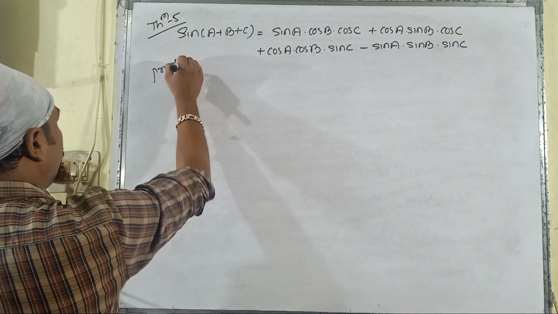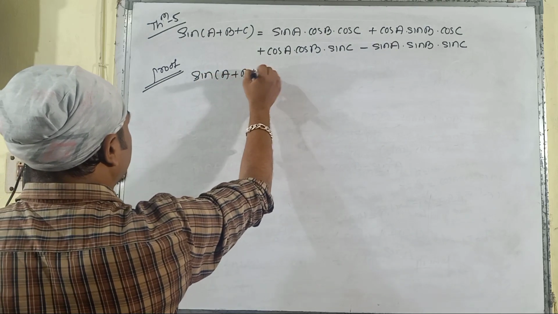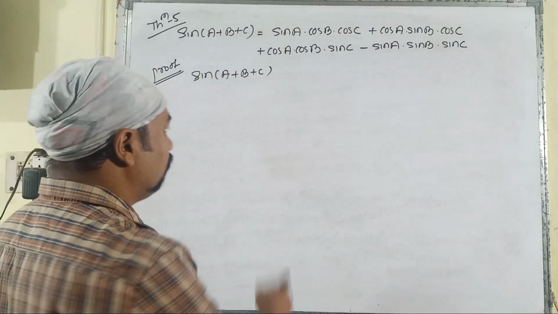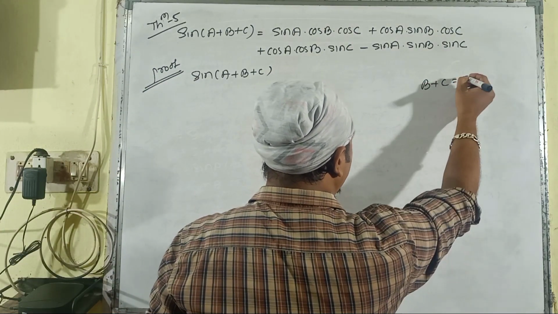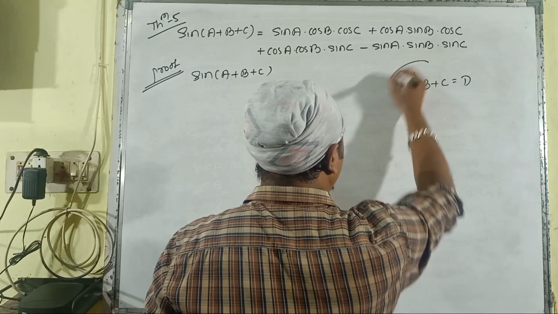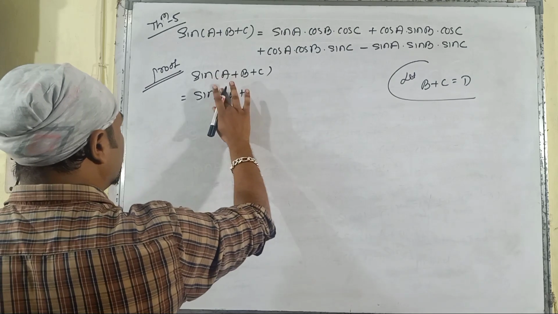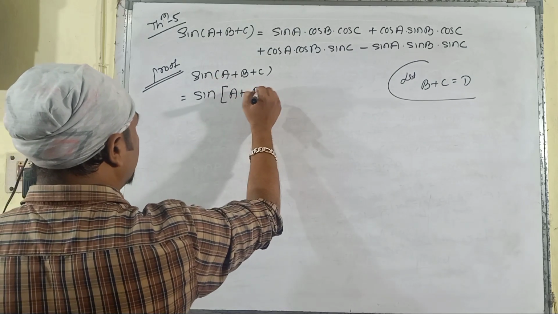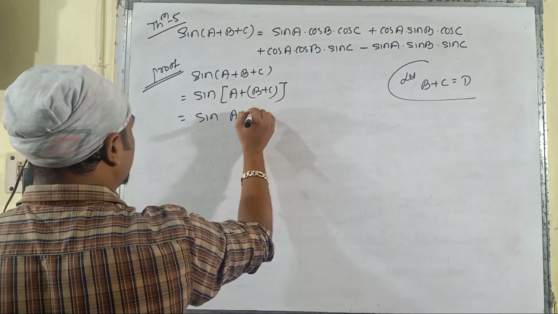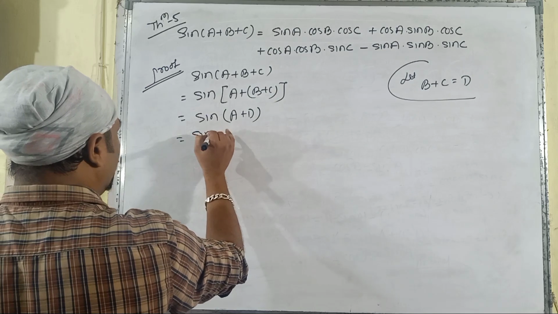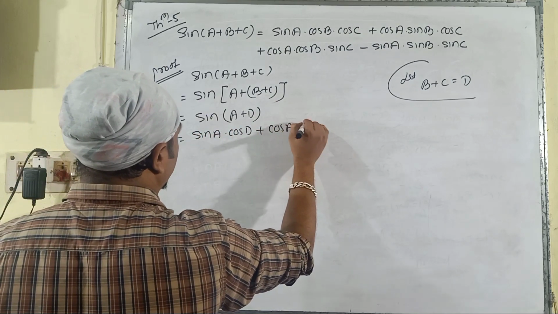So let us go through the proof of theorem number 5 by considering the left hand side, sin(A+B+C). But let us consider the sum of B and C, that means B plus C, as D. That means sin A plus, in the bracket B plus C, which will be considered as another angle D. So sin(A+D) will be equal to sin A into cos D plus cos A into sin D.